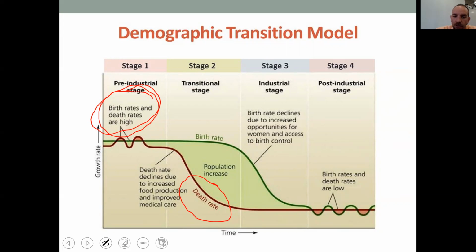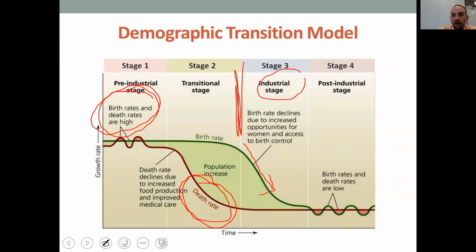But notice in stage 2, the death rate drops first. And then right at the start of stage 3 is where we start to see the birth rate start to drop. So death rate will always drop first because people are going to continue to have children until they know that all of their children are living until they're older.